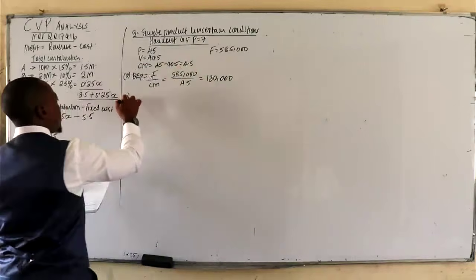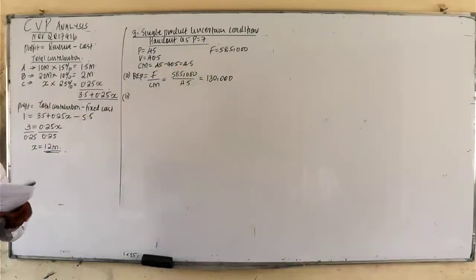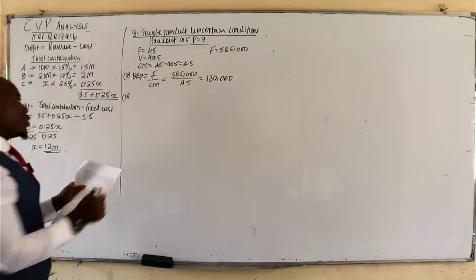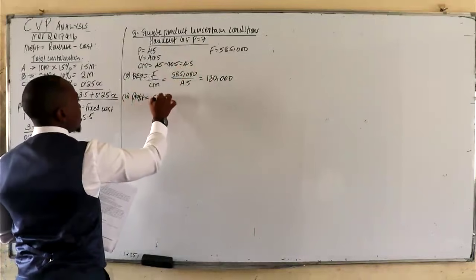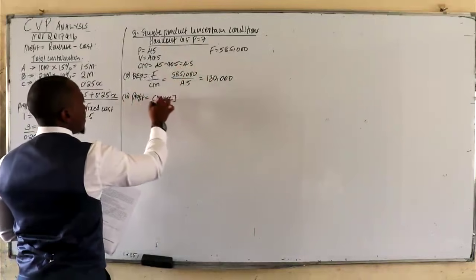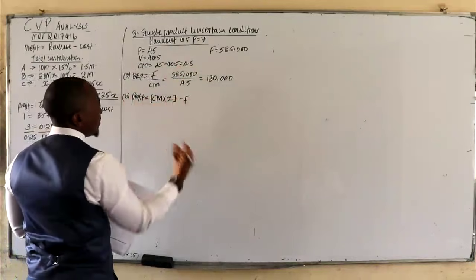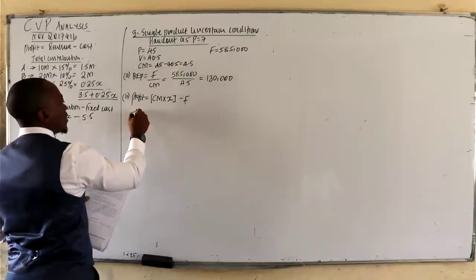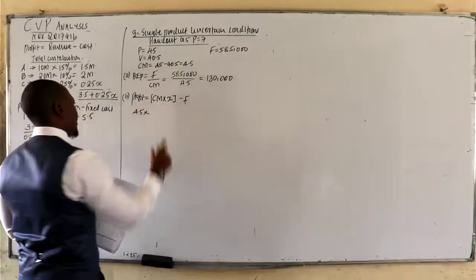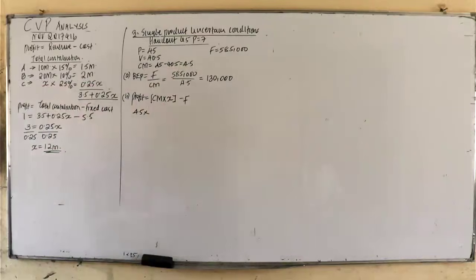Then number B, calculate the expected annual profit. So how do we get the profit? Profit, you take the contribution margin, multiply by the number of units, minus the fixed cost. Contribution margin per unit we have is 4.5. Then you multiply by X. Our X, they are charging per ton per kilometer. Let's read that question again so that we get X.